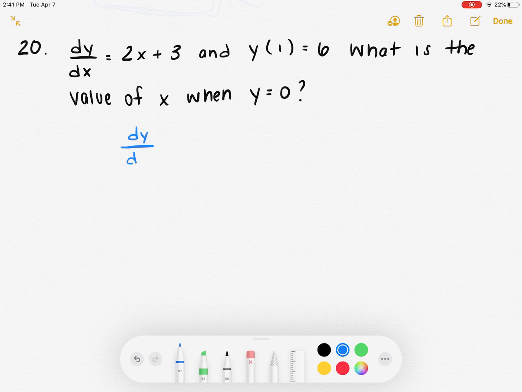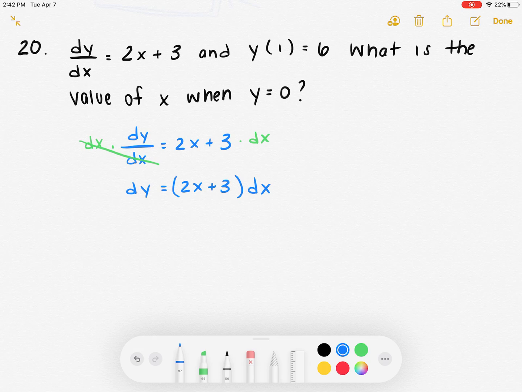I'm going to take my differential equation and get all of my variables separated. I need all my x's on one side of the equal sign, all my y's on the other. I do notice right away that I only have an x on the right side of the equation. So separating these variables only takes me one step. Multiplying by dx on both sides gives me dy equals 2x plus 3 times dx.